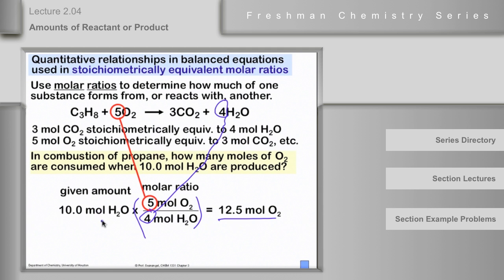Questions on the steps? Okay. Again, it's very important that you use units. And this is the equivalent amount to the given amount that we started with.